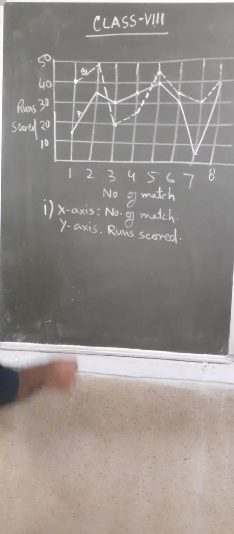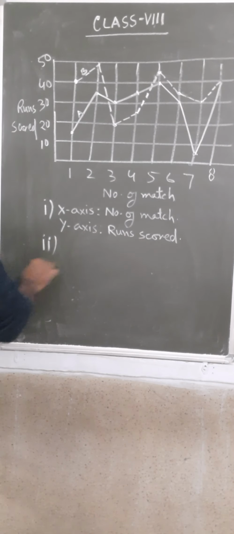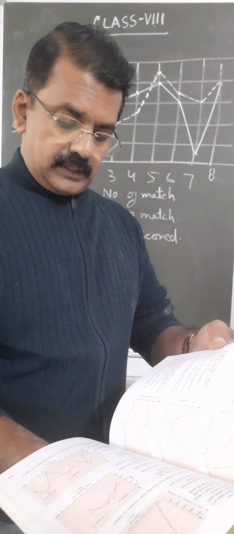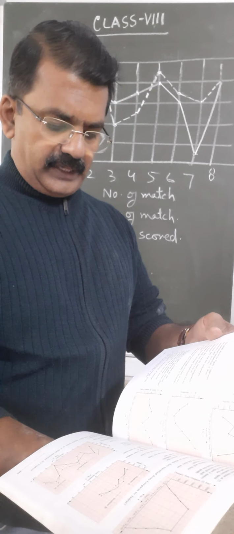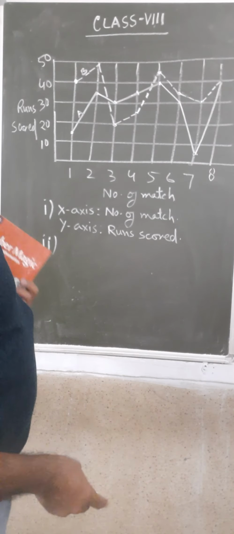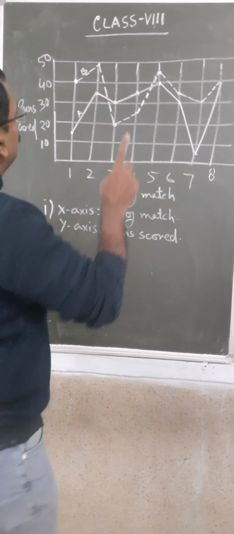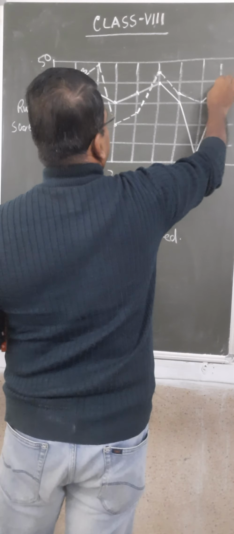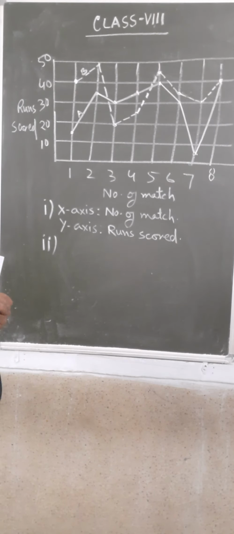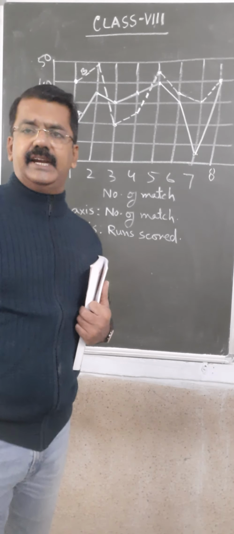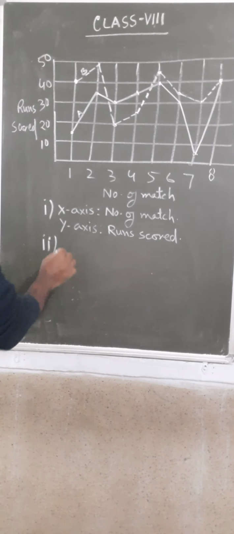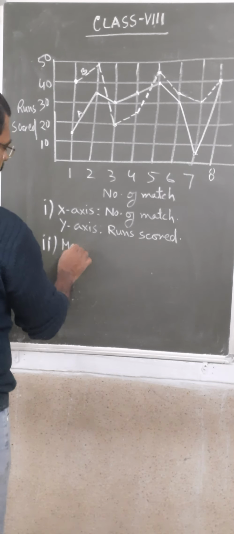Okay. Now, the second part of the question says, in which match did the two batsmen score an equal number of runs? If you see the graph, there is only one match, that is match number 8. Both the batsmen scored equal runs. You can see batsman A scored 40 runs in match 8 and batsman B also scored 40 runs in match 8.